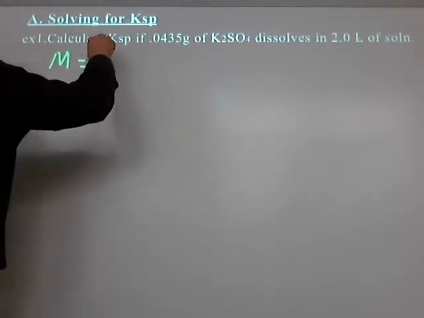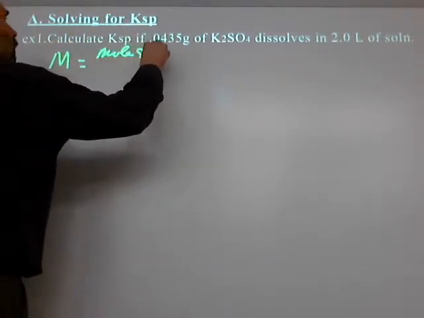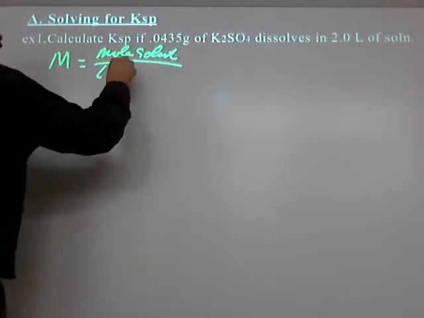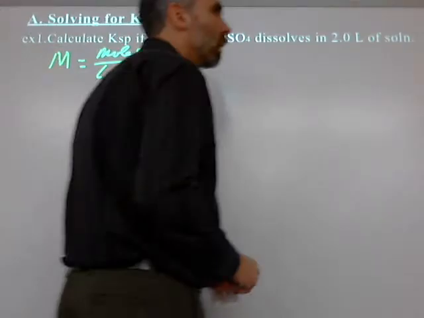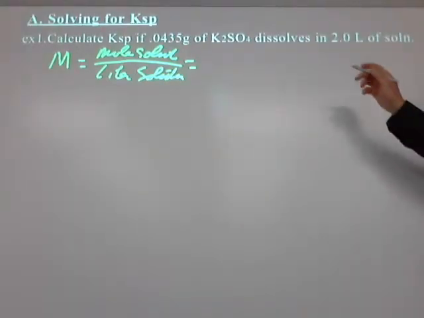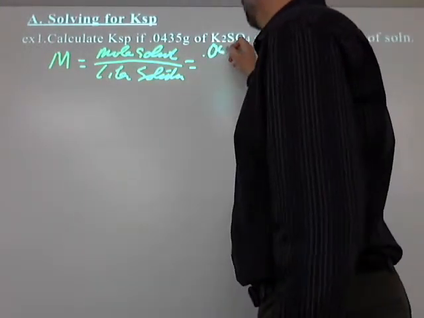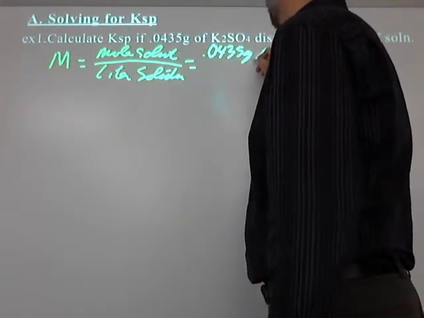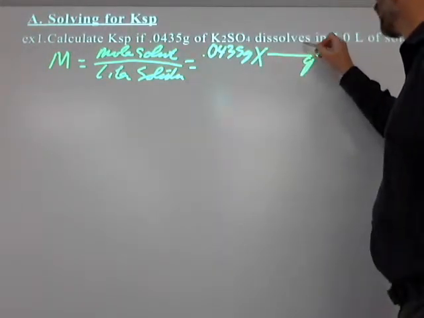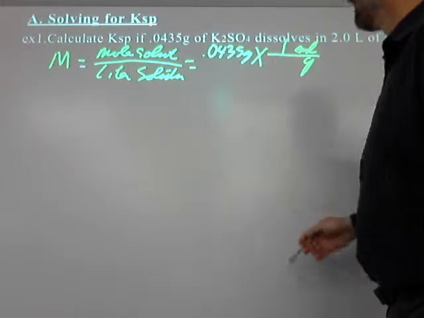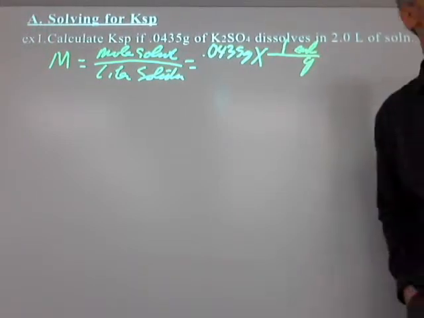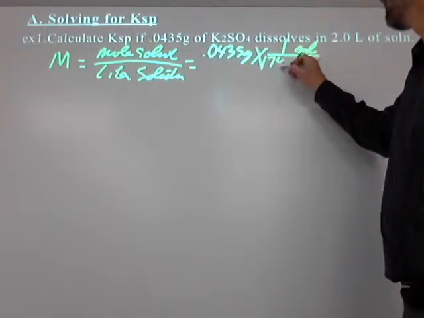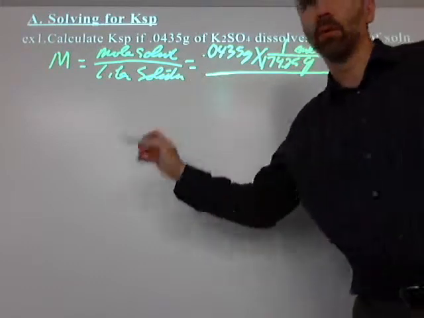Molarity equals moles of solute over liters of solution. I know I have 0.0435 grams of solute. I'm going to convert that from grams to moles. 1 mole contains, add them up. What do I have to add up? 2 Ks, 4 Os, 1 S. What do I get? 174.25 grams. That's my numerator.